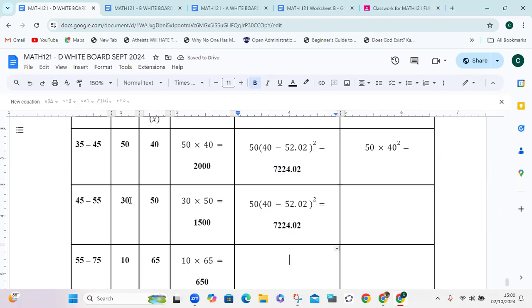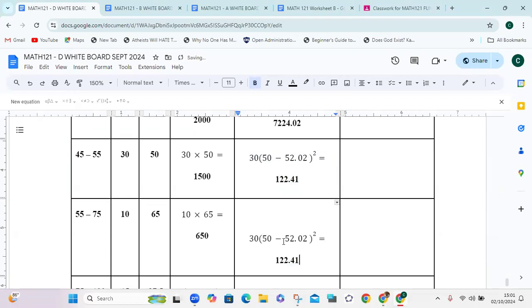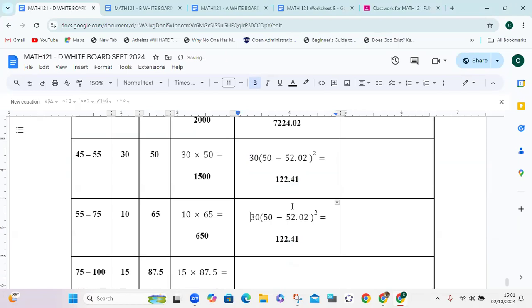Now we've got to do this for the second interval. The frequency here is 30. The x is 50. And the mean remains the same. So it's 30(50 minus 52.02)². So this gave us 122.41.